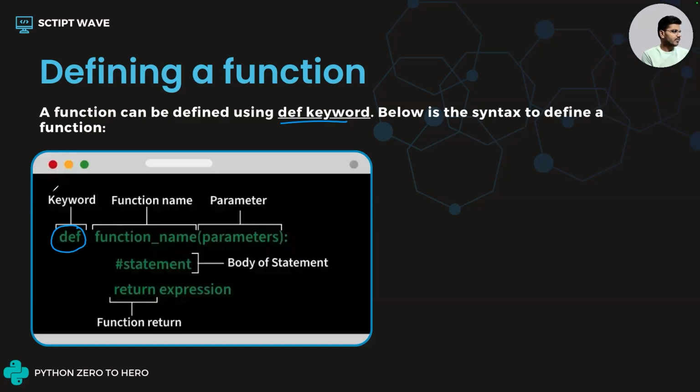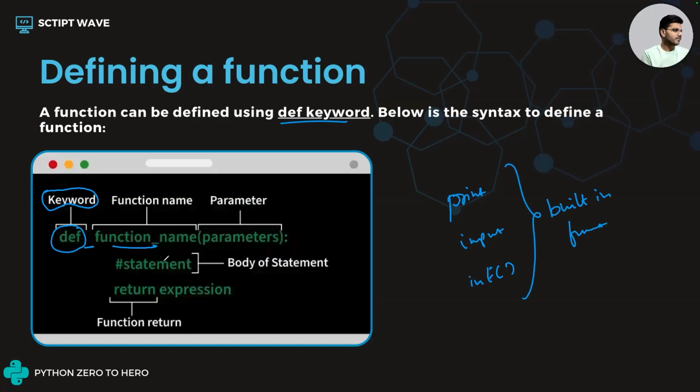First, def, which is a keyword. So we write def and you should have a space. It should be only a space. Then you have the function name. print is a function. input is a function. int() is a function. These are called built-in functions. Whereas for the function which we are defining, let's say function_name, this is a function which has the function name function_name. So this is a user-defined function. And then we have the parameters. We can call these parameters or arguments.